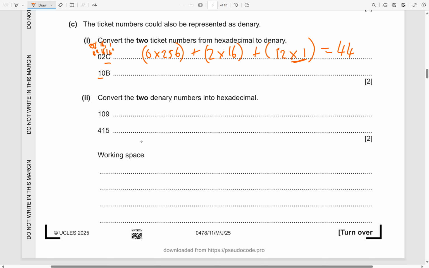Then we can just do the same here, so I'm probably not going to write it out. In the exam, maybe you'd want to. Right here is going to be 256, and then B is going to be 11. So 256 plus 11 should be 267.